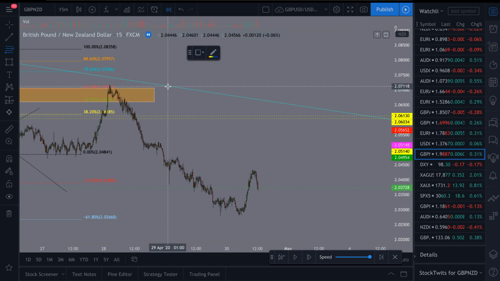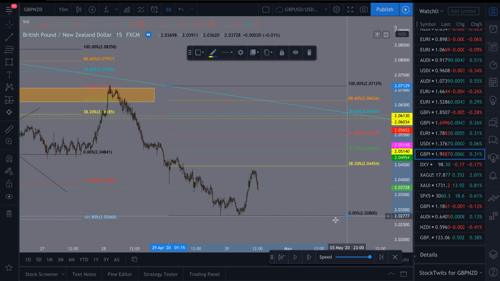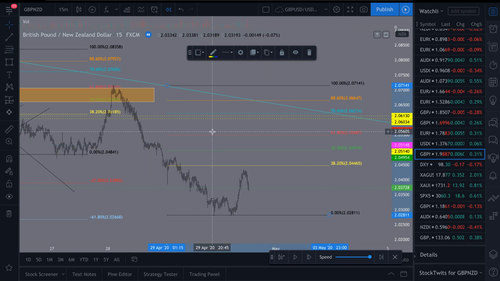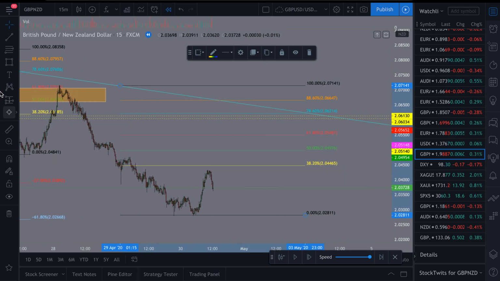So just right there. Okay. So like I said, our golden level is right there, 61.8, 50. This possibly can reject up to 38.20, but you're gonna need more confluences. So let's see how it plays out.